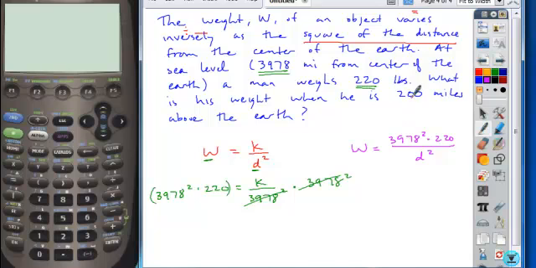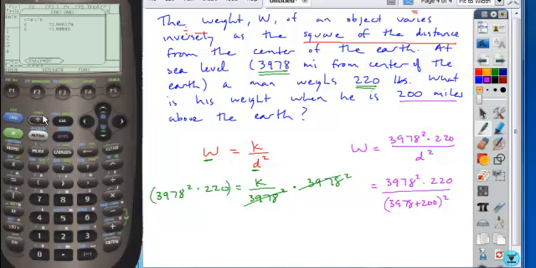So now this isn't the weight. This is the distance he is above the Earth, but what does D represent? The distance from the center of the Earth. So what do we need to do with the 200? Add it to this number, right? So I take 3978 squared times 220, and I'm dividing by this 3978 plus 200 squared, correct?